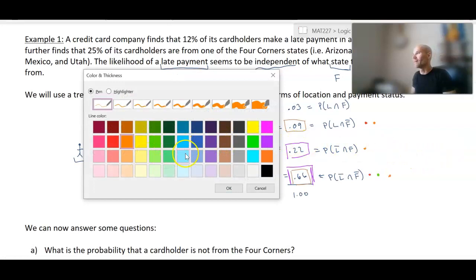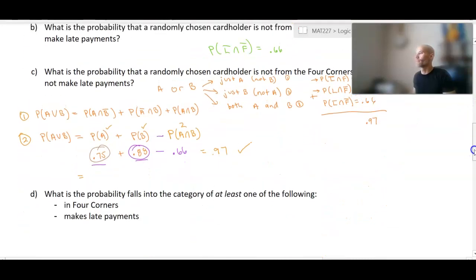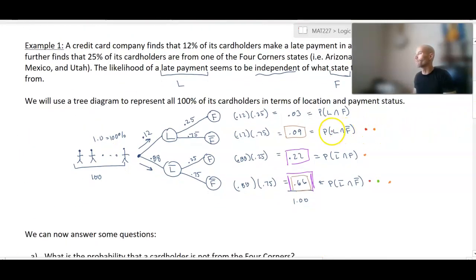Running out of colors here, but let's go with pink. All right. So the percentage of people who make late payments, percentage of people who are in Four Corners, who are at least one of those. Well, that's these guys here. Those guys do both, so they do at least one. These guys are late payers, so that's at least one of those two qualities. And these people are from the Four Corners, so that also satisfies the condition that those are people who do at least one of these. Again, these are independent groups, so it's just going to be these three of the four.